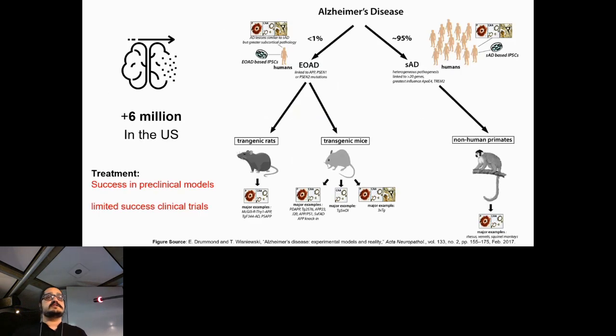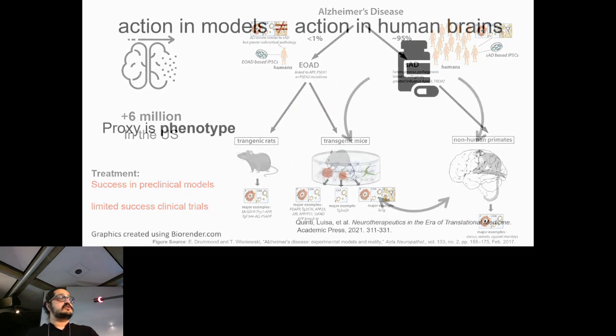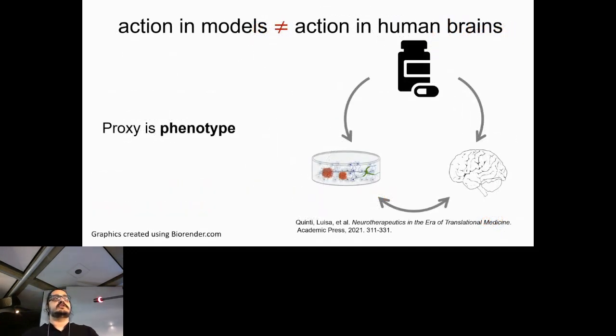In the case of Alzheimer's disease, there are currently more than 6 million people in the United States alone with the disease, and there are multiple models available to study disease, including iPSC models and transgenic mouse models that recapitulate different aspects of Alzheimer's disease pathology, such as neurofibrillary tangles and amyloid beta plaques. Treatments of Alzheimer's disease have been successful in preclinical trials and models, but there has been limited success in human clinical trials. This immediately leads to the conclusion that action in models does not equal action in human brains.